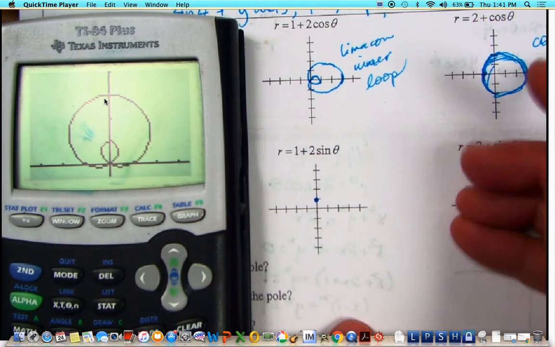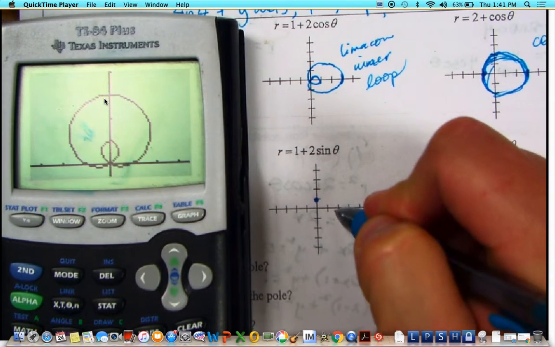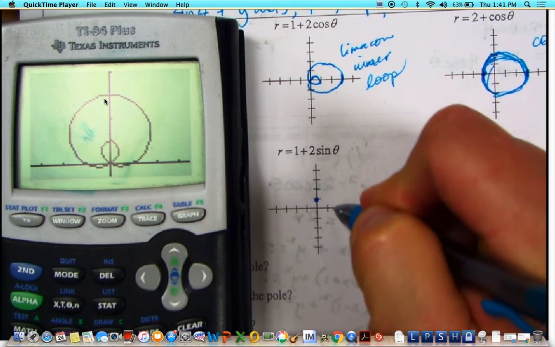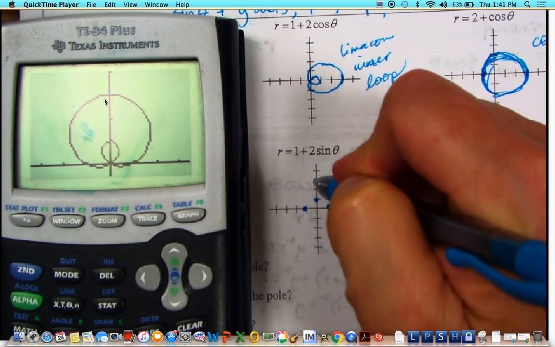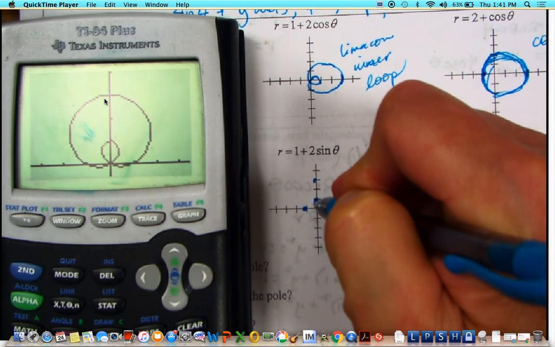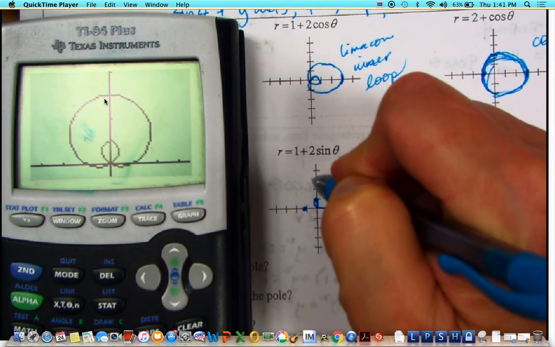Okay, so there's that picture. 1 unit. No. 3.